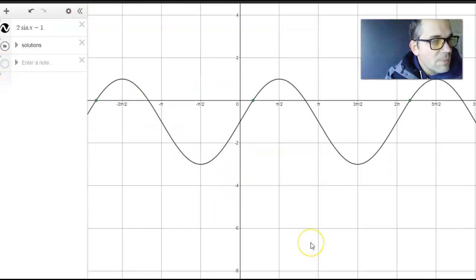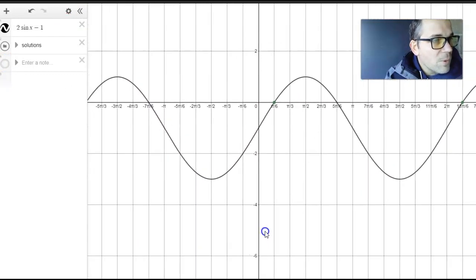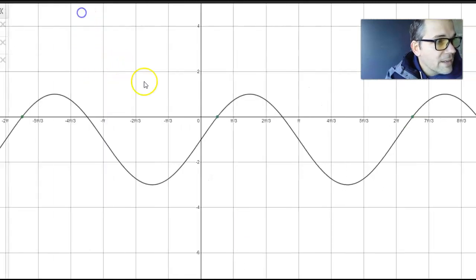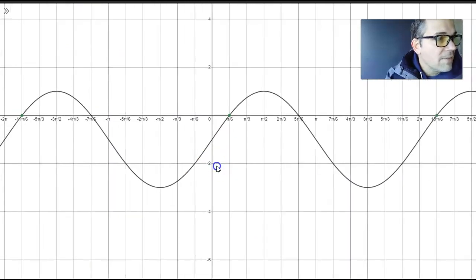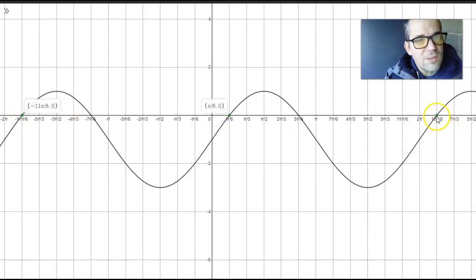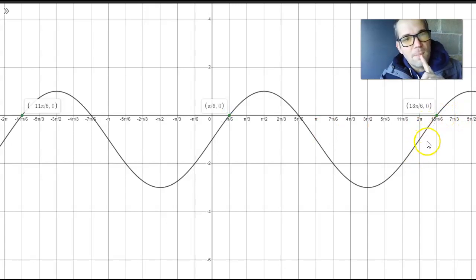Let's zoom in on just these green points for a second. All of these green points happen to be exactly 2 pi apart. If you look more carefully, there's a green point here at negative 11 pi over 6, one over here at pi over 6, and one over here at 13 pi over 6. I also want to point out all these x-intercepts have something in common: they're the x-intercepts where the sine graph went from below the x-axis to above the x-axis. So they have that in common, and they're all exactly 2 pi, or 1 full rotation, apart.